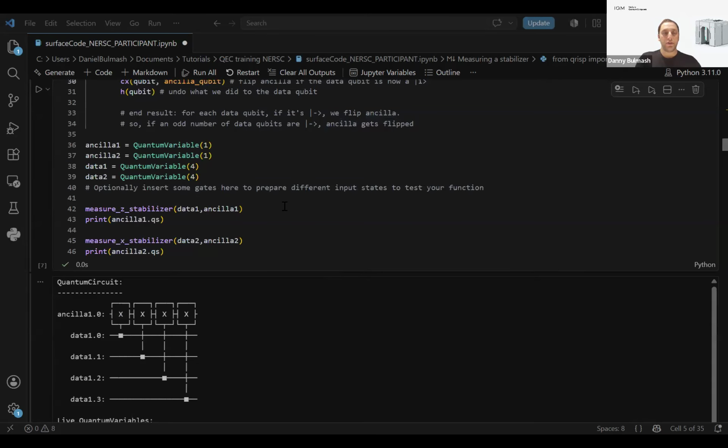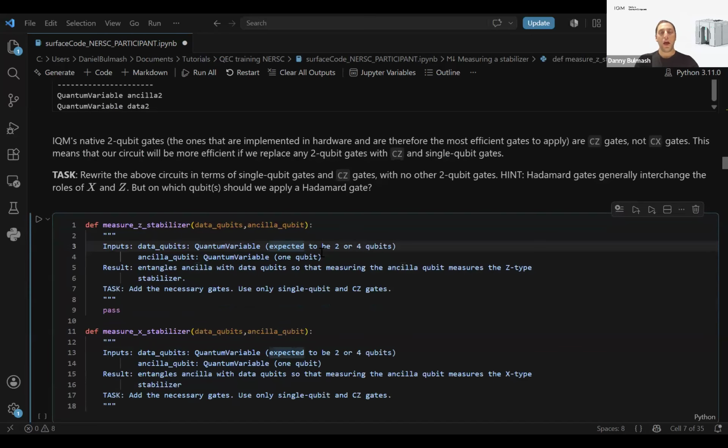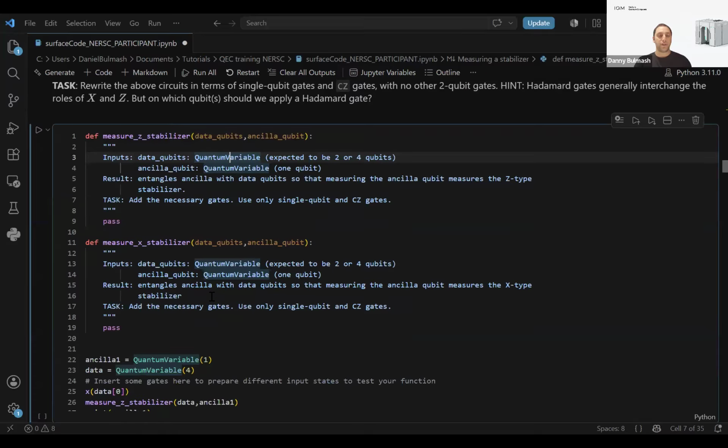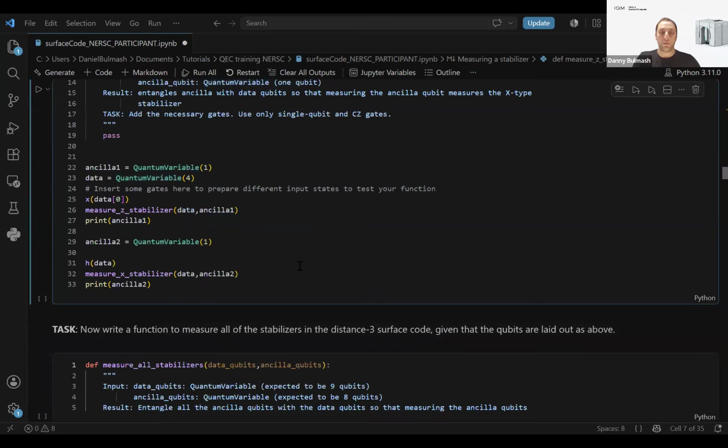Okay. So there's another piece here, which is an optional task for you all, which I would encourage you to play around with. This will be handled for you by the CRISP transpiler. But if you want to do some optimizations, this is an interesting thing to think about. So IQM, our device, has native two-qubit gates, basically the ones that are implemented directly in hardware and are the most efficient gates to apply, which are control Z gates, not control X gates. That means we'll be able to optimize the circuit better if we replace any of these two-qubit gates with CZ instead of CX and single qubit gates. So this is an optional task for you to rewrite those functions in terms of CZ gates instead of CX gates. I encourage you to play around with that. I'm not going to do it here.